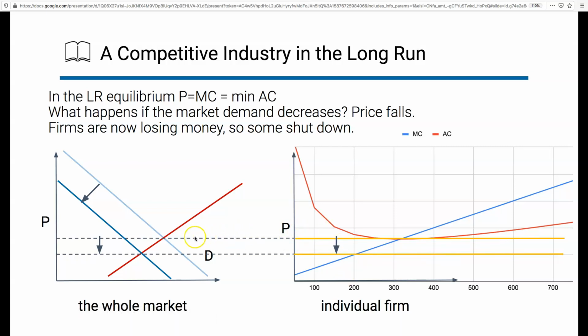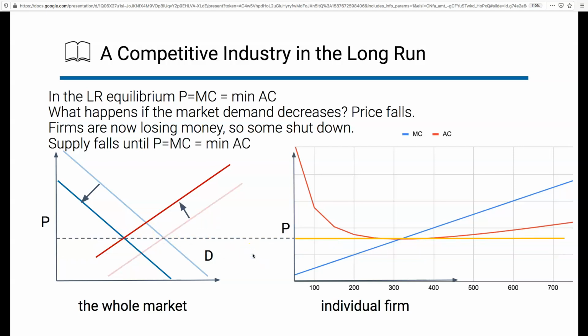And as firms start to leave the industry, the supply will start to shrink because fewer firms will be willing to offer fewer output at every price. How long is the supply going to fall for? Firms will be exiting for as long as some of them are losing money. So firms will be exiting to the extent that the supply returns back to the level at which the market price is at the minimum average cost.